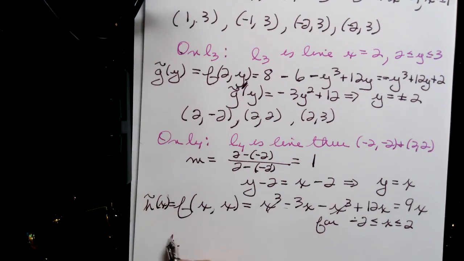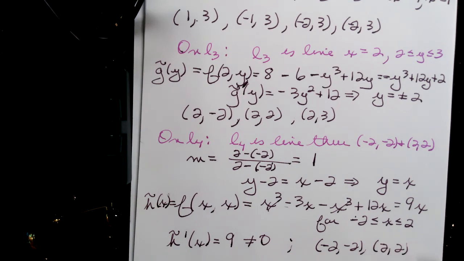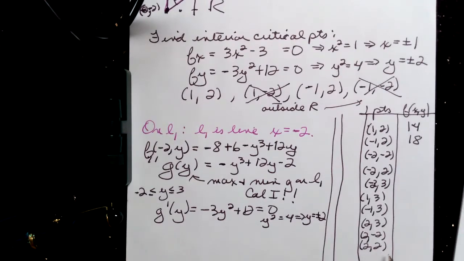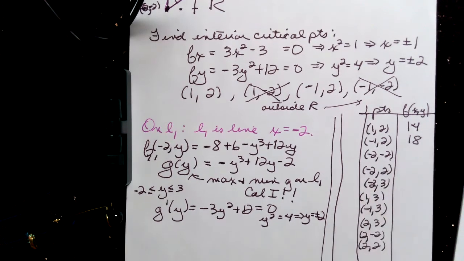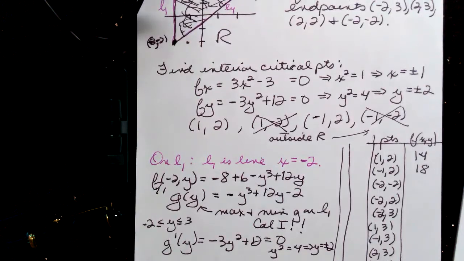Okay, so we take the derivative. That will be 9. So it's never equal to 0. So the only critical points you get are the two endpoints. So the only 2 points you get from here are minus 2, minus 2 and plus 2, plus 2. So we go back to our list and we make sure if those are not there already, you put them in, but they are. Okay. And now we have to go back and check the value of the function at each one of these points.